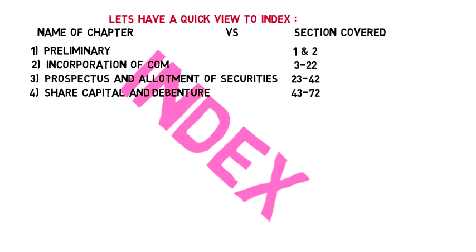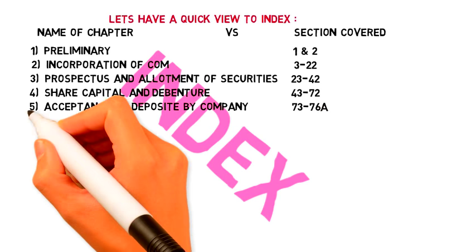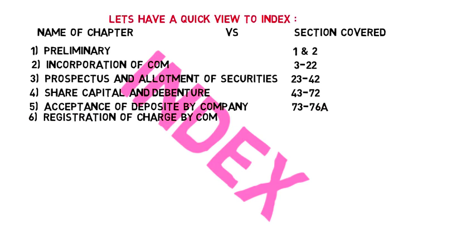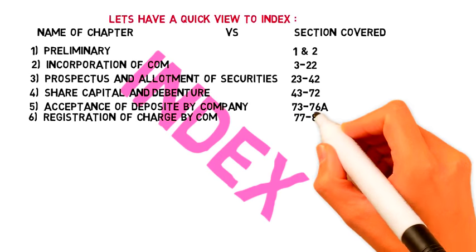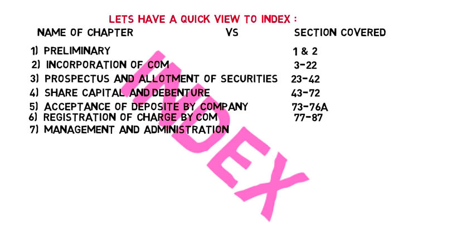Chapter 5 is acceptance of deposit by company, covering section 73 to 76A. Chapter 6 is registration of charge of company, covering section 77 to 87. Chapter 7 is management and administration. This is important, covering section 88 to 122.